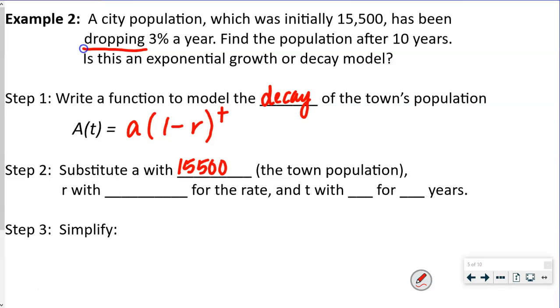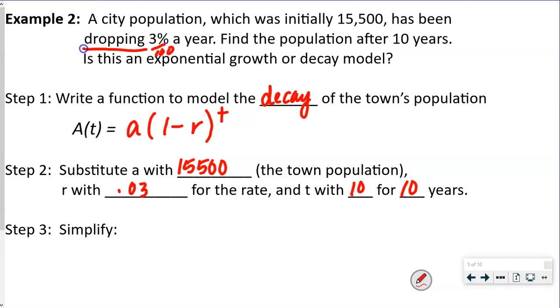And then that's the town's population. R is the interest rate. So again, remember, we're going to divide this by 100, or move it 2 places to the left. So this is going to be 0.03 for the rate. And then T for 10 years, right? T is 10 for 10 years.